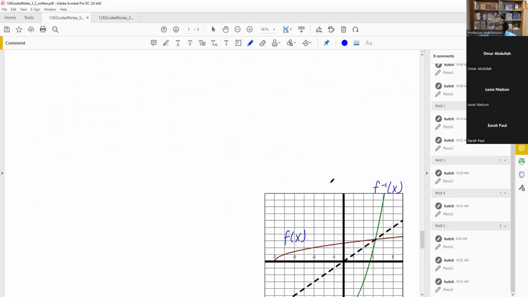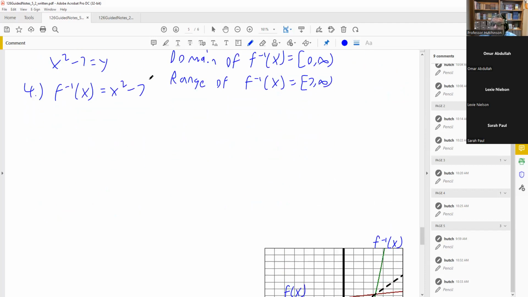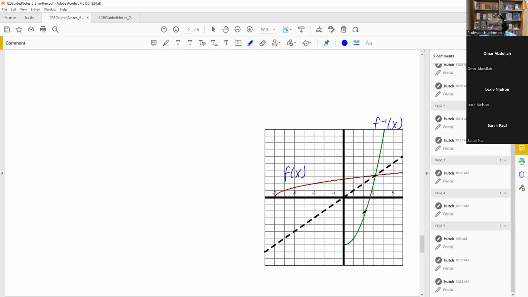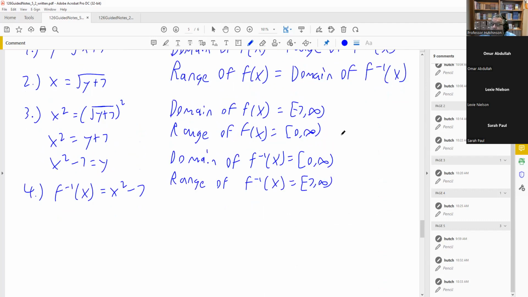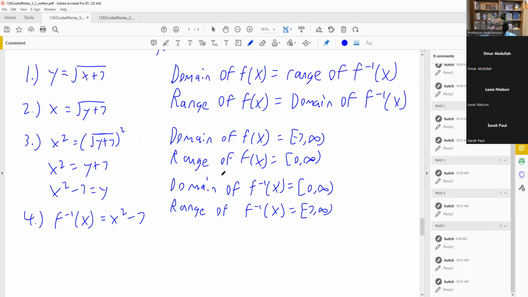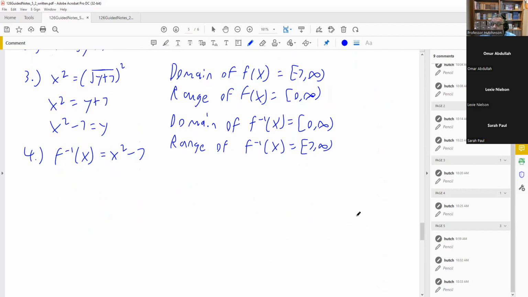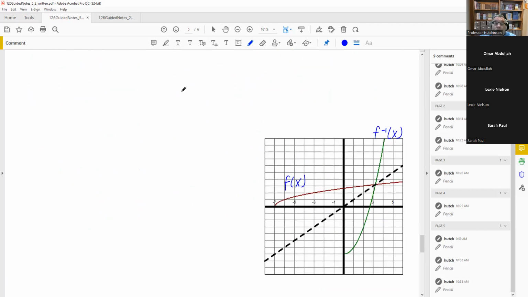Now, what you might be wondering is, okay, if I have x squared minus 7, isn't that a full parabola? So why don't I have a full parabola here in this case? Well, the answer is because of the way these definitions work, the domain of the inverse has to be the same answer as the range of the original one. So since the range of the original one was 0 to infinity, that means the domain is only from 0 to infinity here. Remember that in order for equations to be inverses, they have to be one-to-one functions.